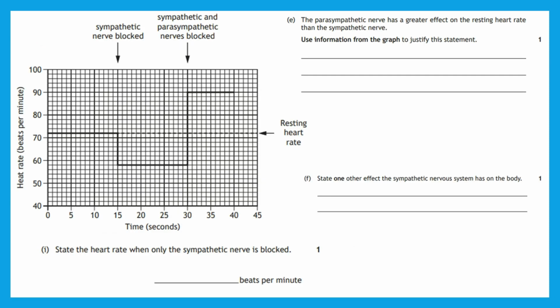So let's try some problem solving ones now. So again, pause the video and hit play when you're ready to reveal the answers. Question 1, you're asked to state the heart rate when only the sympathetic nerve is blocked. So here we've got the heart rate just above 70 and this time point where the sympathetic nerve is blocked, and we can see it drops. So come along, read from the graph, and we should see that the heart rate drops to 58.